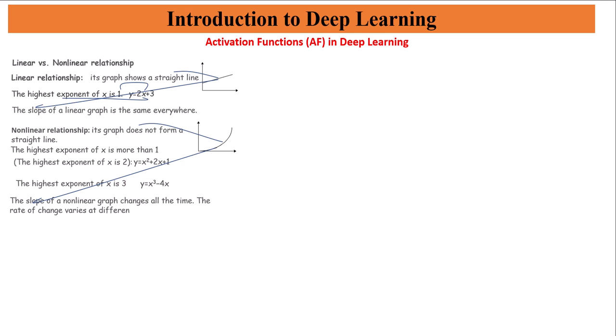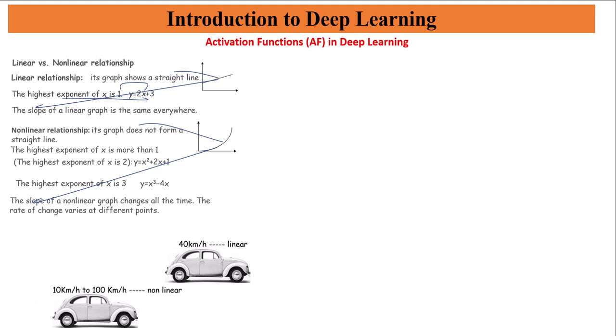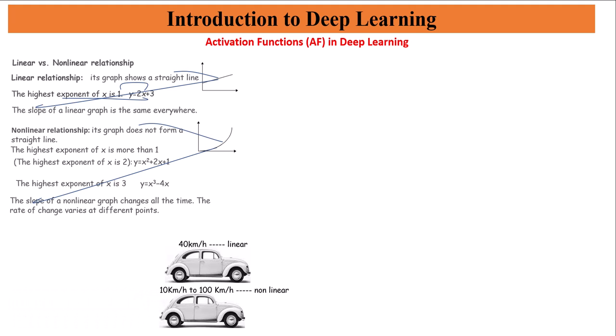Now let me explain linear and non-linear relationship by a real-world example. Suppose if you drive a car at a constant speed of 40 km per hour, the distance traveled over time forms a straight line. This is linear. But if you start slow, gradually speed up, and then slow down again, the relationship between time and distance is non-linear because the rate of change is not constant.